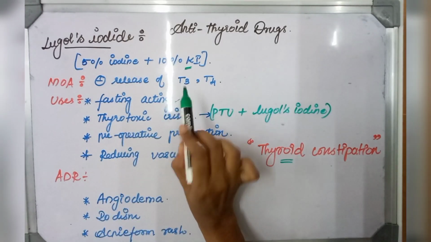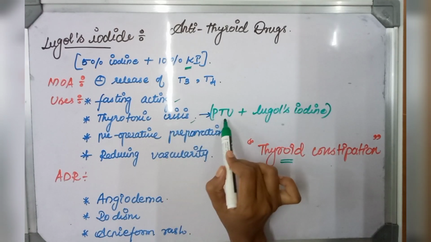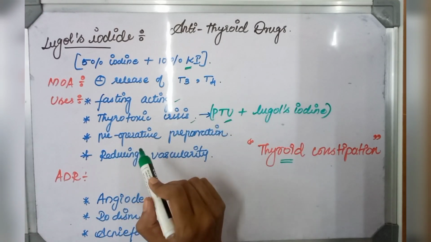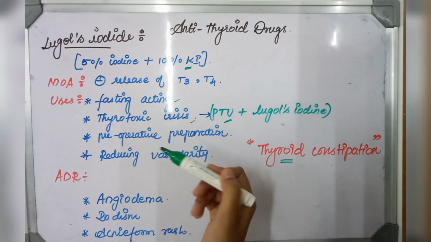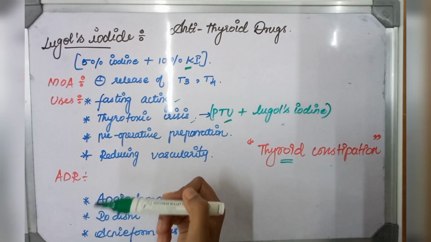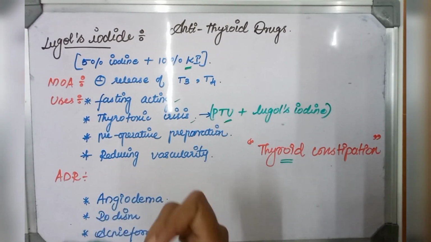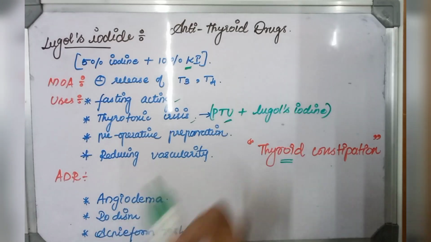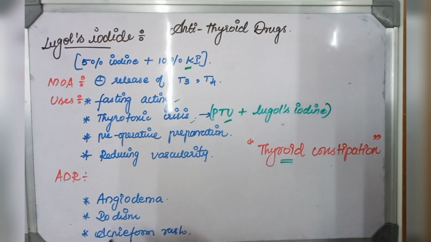First of all, it is a fast acting drug, and in thyrotoxic crisis we can use it along with PTU. It is used in pre-operative preparation and for reducing vascularity. For what reason are we using this in preoperative preparation? Because it makes the gland firm and less bleeding during the surgeries. And what about the ADR? This is actually angioedema, iodism, and acneiform rashes.